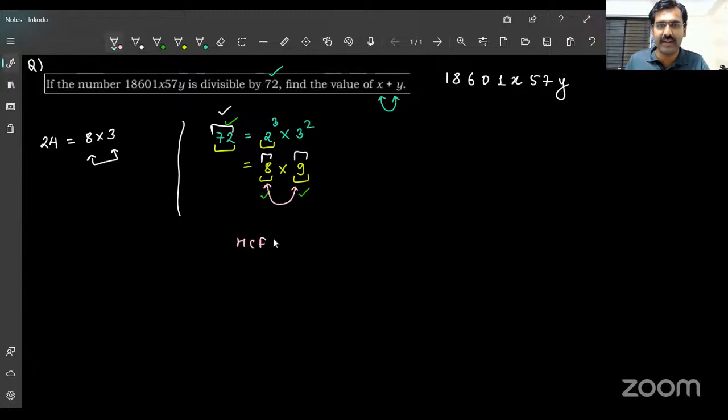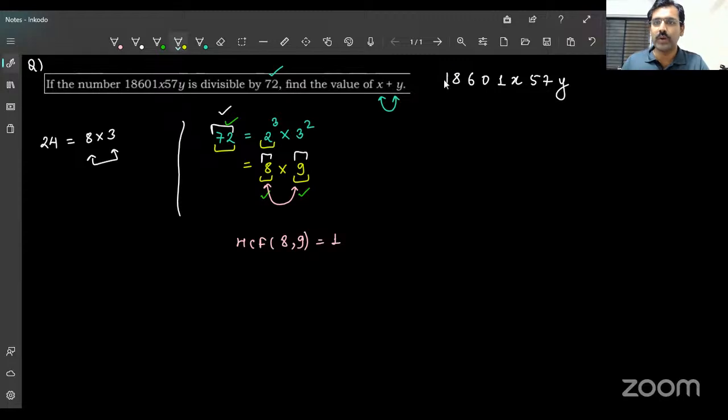If you take the HCF of 8 and 9, it will turn out to be 1. I hope that part is very well understood by you all. So this is how you take or consider things. Now, I want this number to be divisible by 9, let's say first. Now, how do I ensure that this number is divisible by 9? I hope you know that the sum of the digits of a number should be divisible by 9. If that is happening, then we can say that the number will also be divisible by 9.